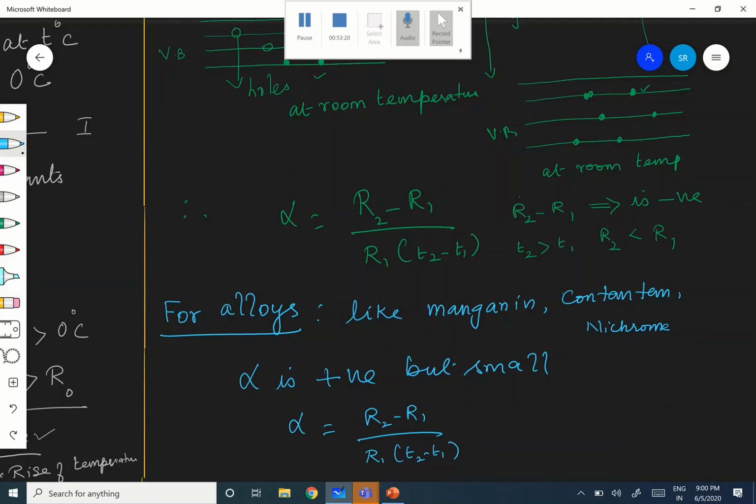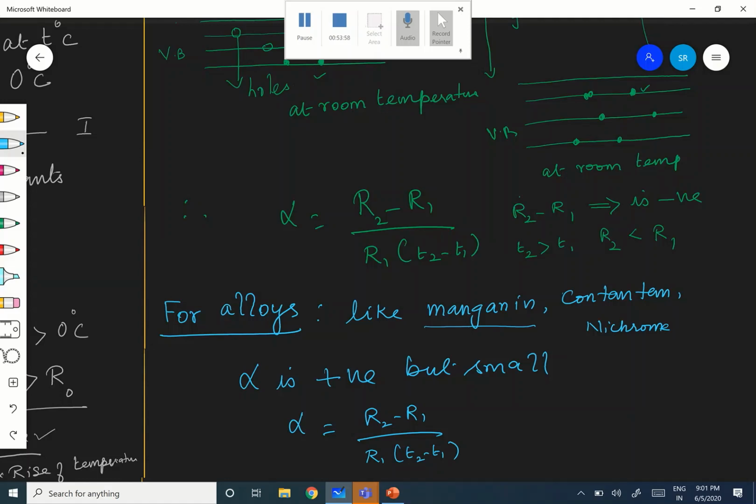Why? Because the resistance does not change appreciably even for a several degree rise in temperature. But for metals, it shows very immediately. As you increase the temperature, resistance will immediately increase. But in alloys, it increases, but the increase is very small. That is why we are using these alloys for making resistance coils.